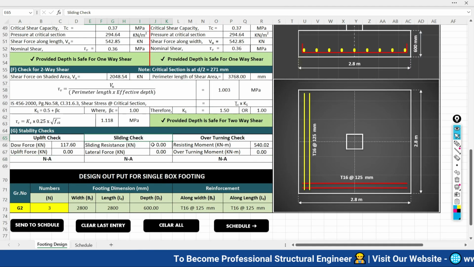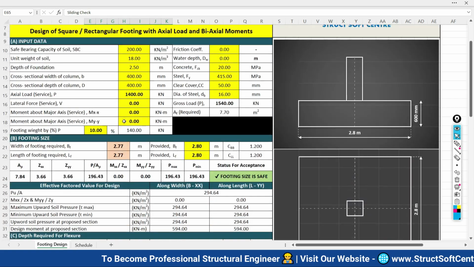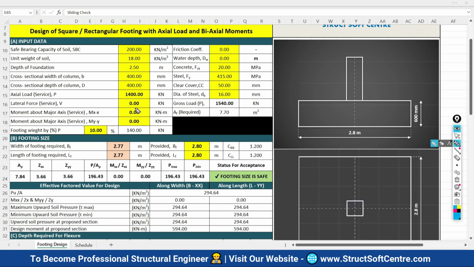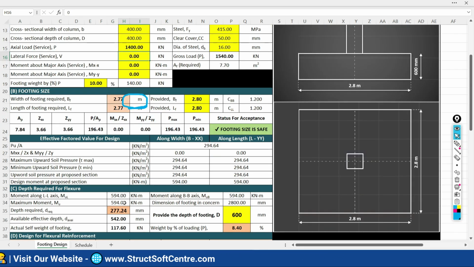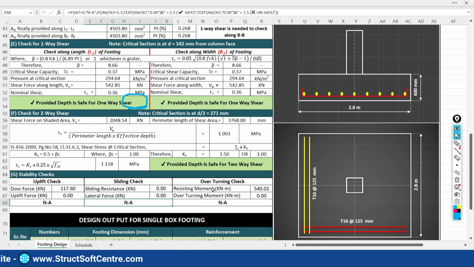Sliding check is required when your foundation is subjected to lateral load, horizontal load. So no horizontal load is given in your problem statement. That's why we have defined it here as 0. Hence it is not applicable.